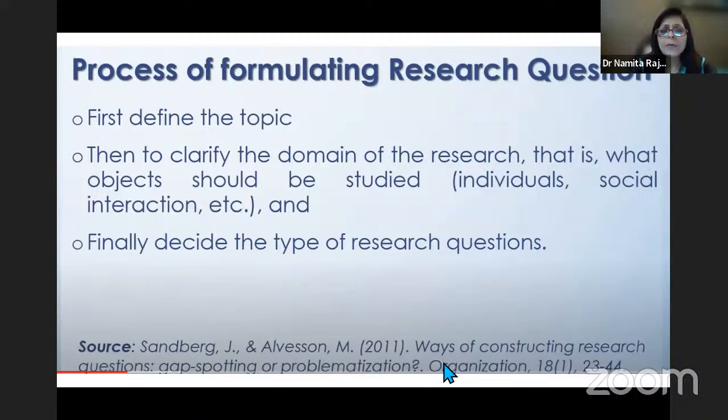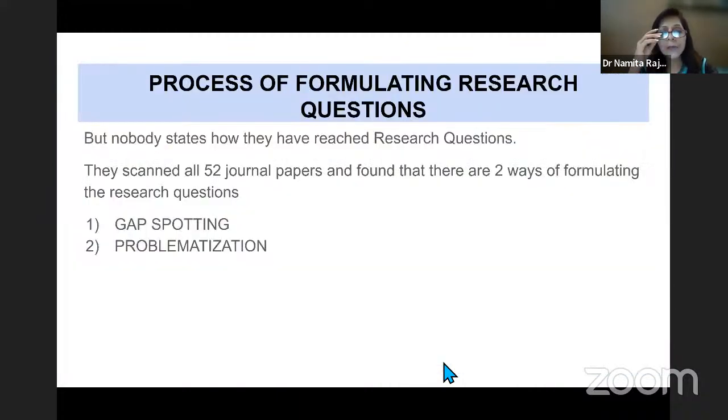What is the basic purpose of formulating the research question? First, define the topic and clarify the domain of the research: what objects should be studied, at the individual level and the social interaction level, and finally decide the type of research question. The process of formulating the research question and identifying the research gap was scanned across 52 journal papers, and they found that there are 2 ways of formulating research questions. One, gap spotting, and the second is problematization.